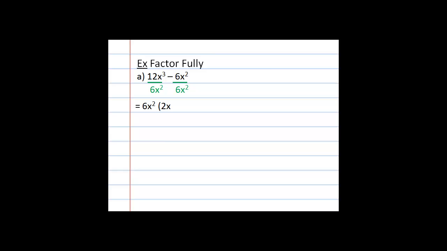The second term, negative 6x squared divided by 6x squared, is just going to be the exact same number, so I'm going to reduce that to a minus 1, and I'm going to put that in the bracket. Okay? You'll notice that now what we have is the greatest common factor on the outside, and what's inside the bracket is what was left after the division. Because I had two terms to start off with, I should also have two terms left after I've done a division, because I've divided two terms.